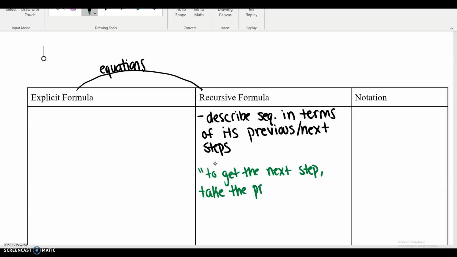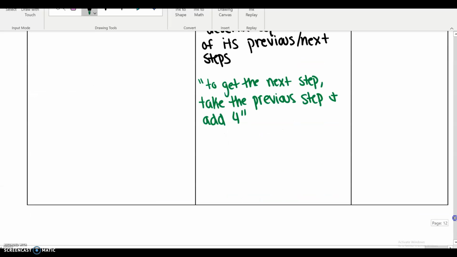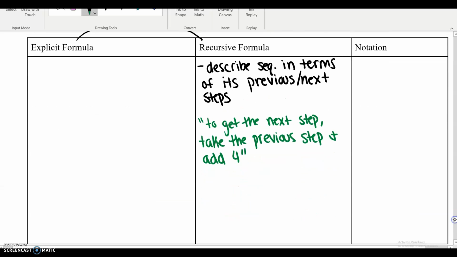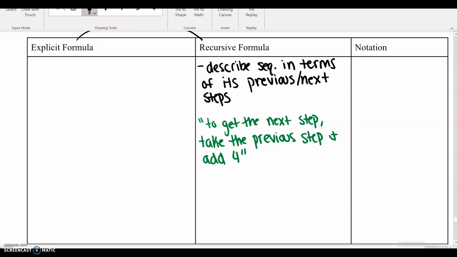I highly recommend you write this down. And add 4. Okay, verbally, this is exactly what a recursive formula is. There's no notation yet, which I'll get to in a second, but that's all it is. You would say, to get the next step, you take the previous step and add 4. So now there's a little bit of notation that goes into how to describe that more mathematically.